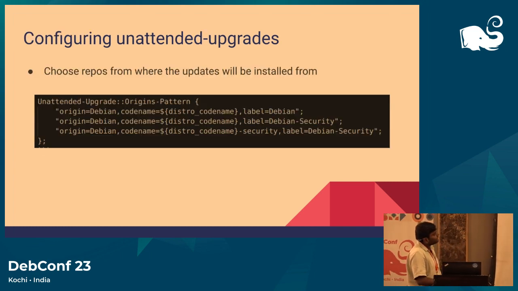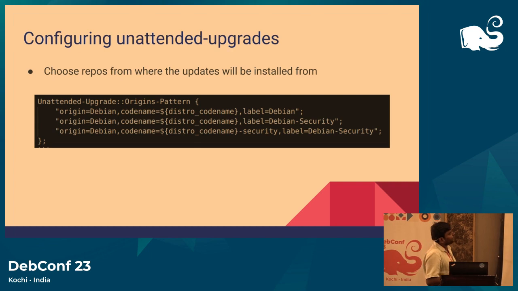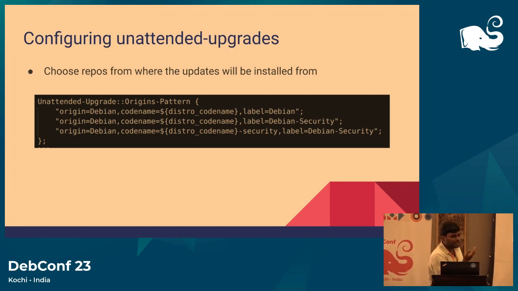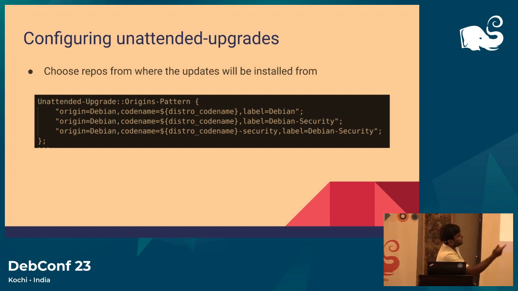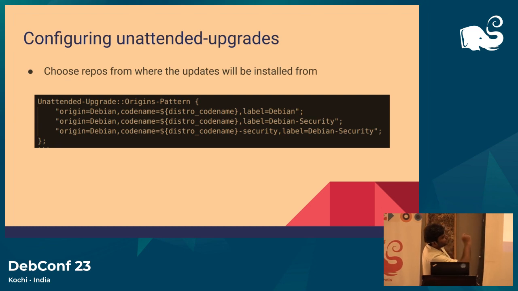And then this is the origin file that I talked about. You can decide from where the software updates, the security updates, and other updates can come. So usually we have the Debian one and the security one, and this one is to get bullseye working.